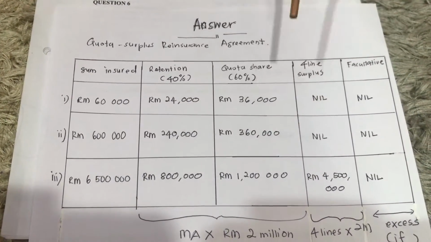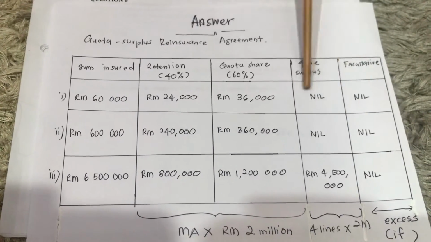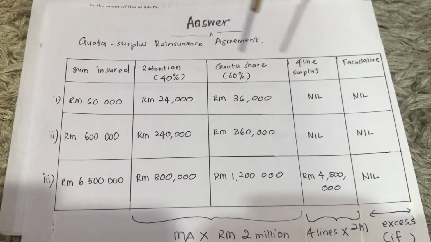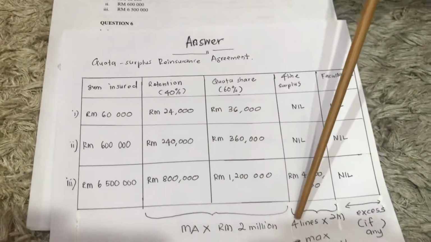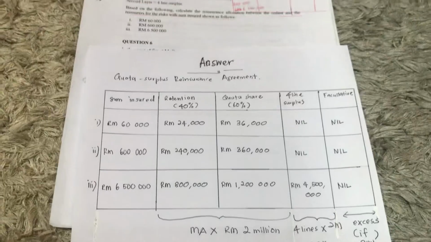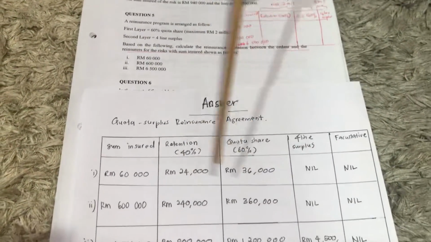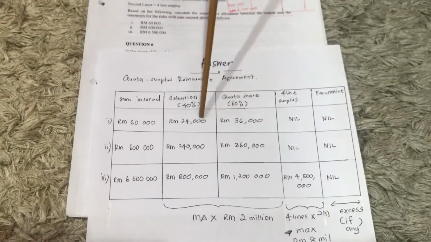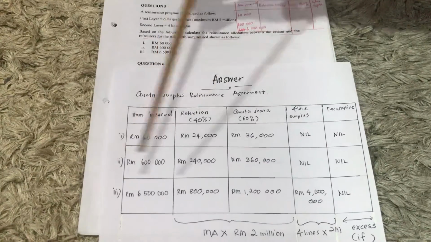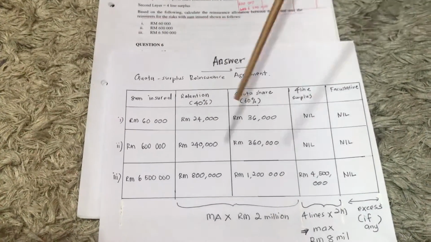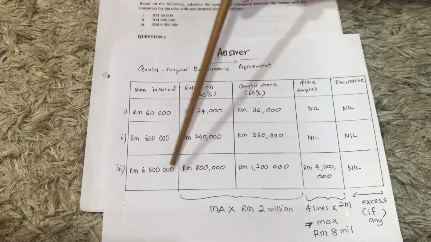As you can see, there is no 4-line surplus, there is no surplus, because it doesn't exceed the maximum of your 2 million. The quota share maximum is 2 million, so if you sum up these two, it doesn't exceed 2 million. Same goes for the first question. It doesn't exceed 2 million.